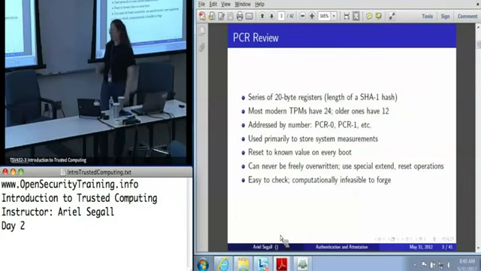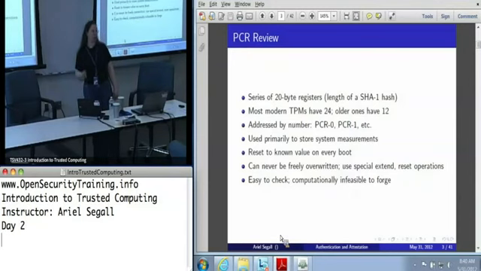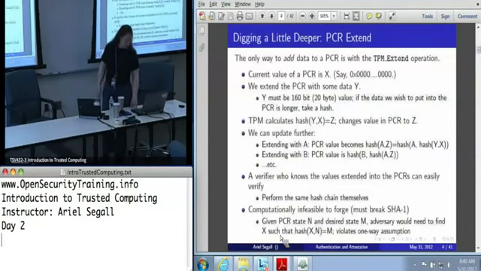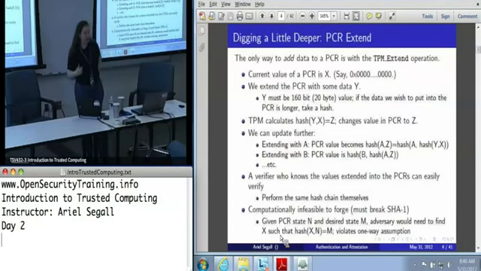They can only be modified using two operations, one of which is called extend and one of which is called reset. We're going to go into much more detail about what those do shortly. And the main property of these is that they're easy to verify. I mean, you can just say, is this equal to what I'm looking for? But computationally infeasible, given those operations, to set them to an arbitrary value if the machine is bad. So, the only way that you can add data to a PCR is with this TPM extend operation.